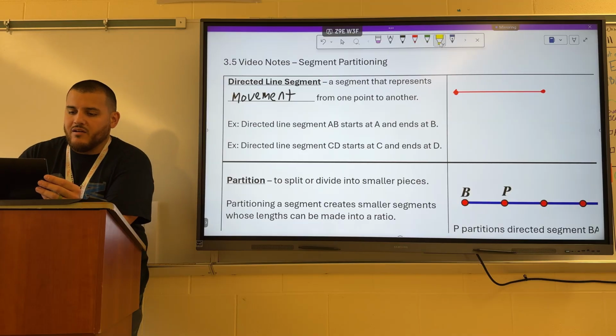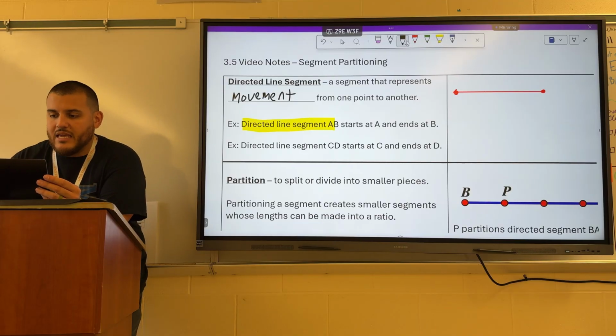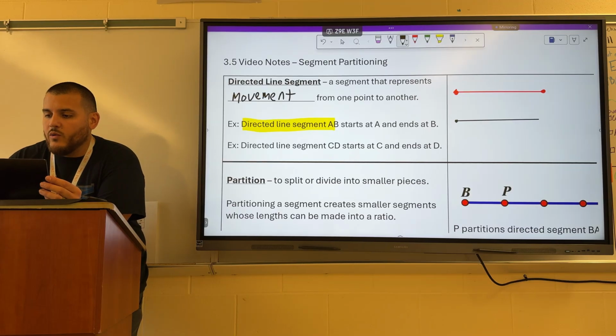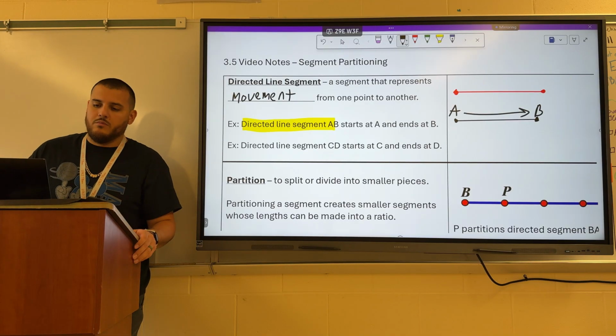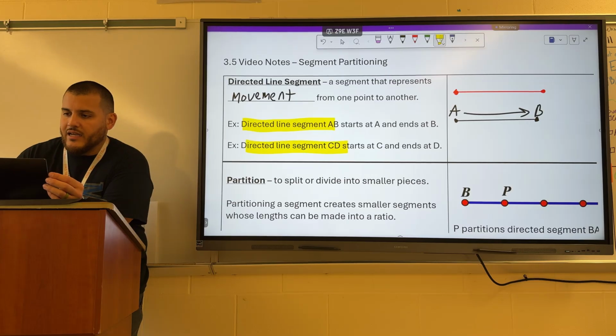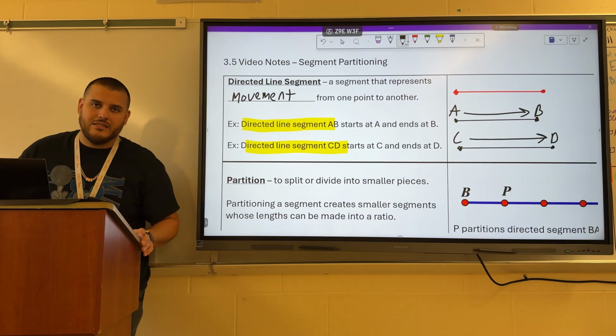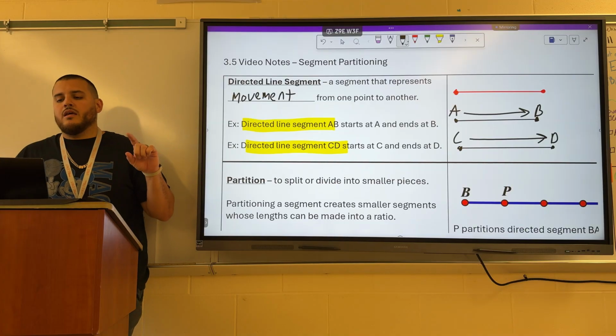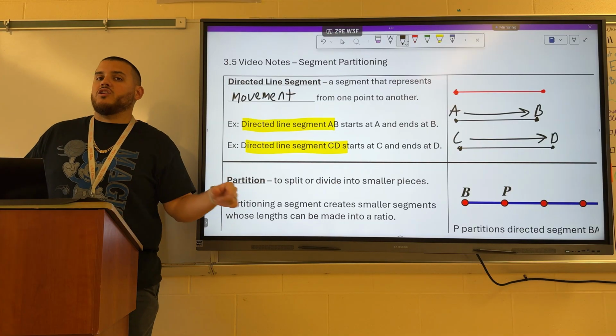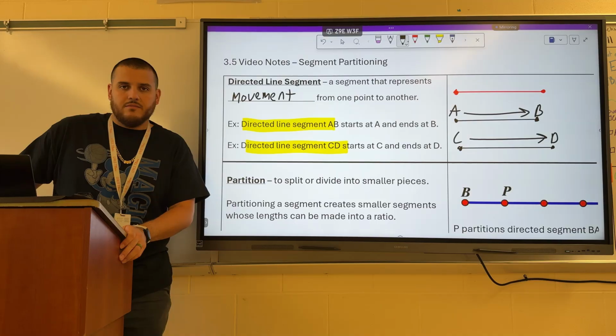For example, if I'm calling it a directed segment AB, we want to think of it as starting at A and then moving to finish at point B. For a directed line segment CD, we want to think of that as starting at point C and moving to end at point D. So directed line segments give us movement, show us direction, and that's extremely important for today's lesson.